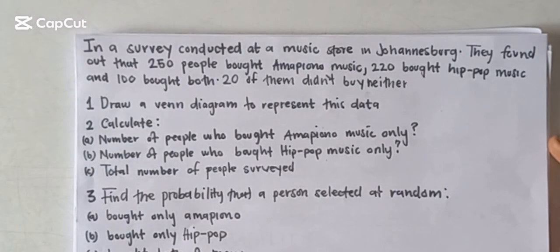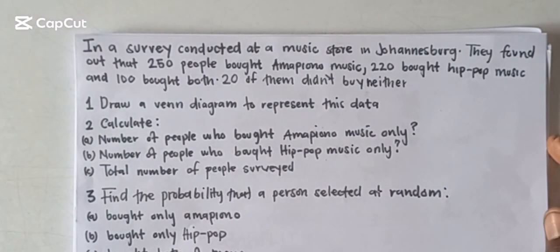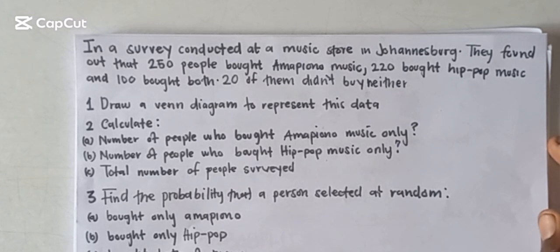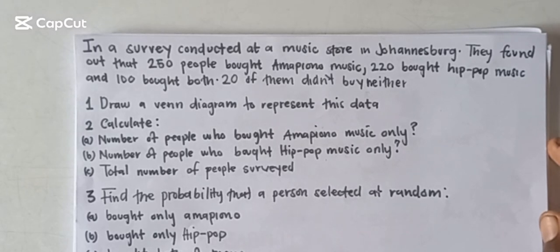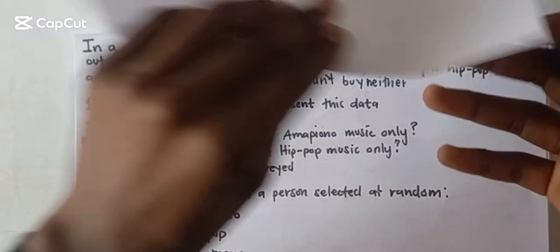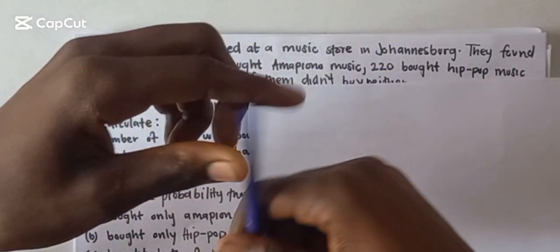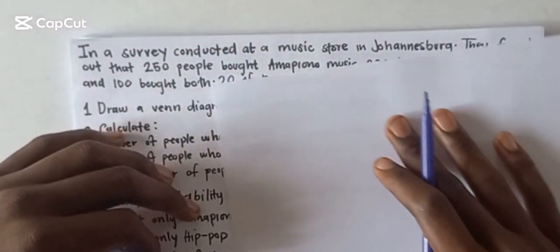It says that in a survey conducted at a music store in Johannesburg, they found out that 250 people bought amapiano music, 220 bought hip-hop music, and 100 bought both. 20 of them didn't buy either. So the first question is: draw a Venn diagram to represent this data. By now we know how to draw a Venn diagram, and we know what a Venn diagram is.